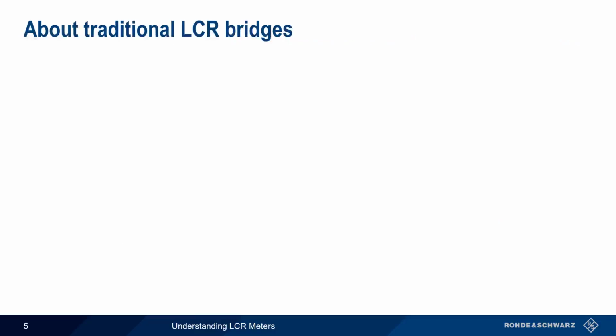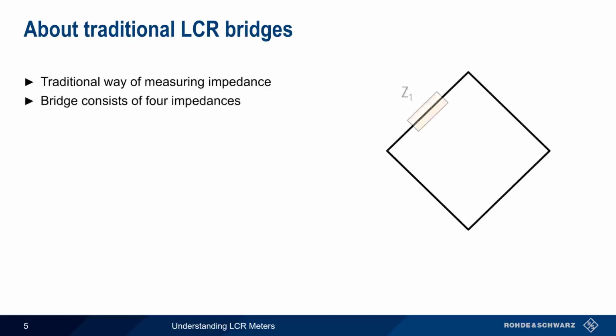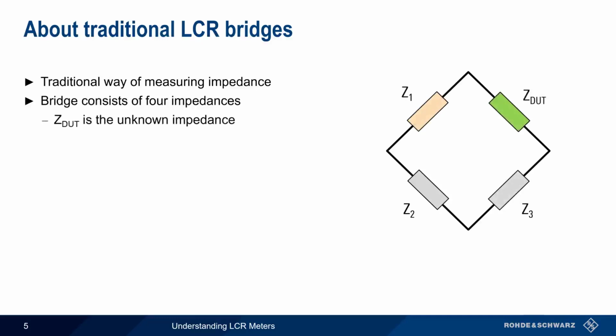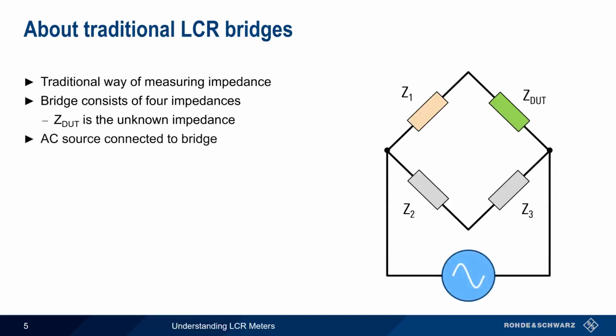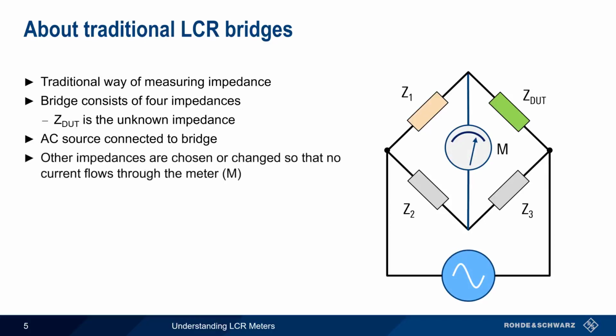The traditional method for measuring a complex impedance is using a so-called LCR bridge. An LCR bridge consists of four impedances, with Zx being the device under test or unknown impedance. An AC source is connected to the bridge, and the current is measured between these two points. The other impedances are chosen and/or changed until the current flowing through the meter is zero, at which point Zx can be calculated, again using another simple formula.